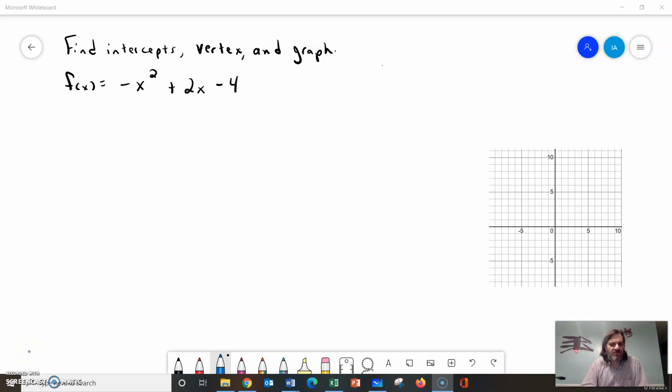Hey, we're graphing quadratics by finding the intercepts, vertex, and then the graph. And the function we have here that we're going to work with is f of x equals negative x squared plus 2x minus 4. And the first thing we always look for here will be the y-intercept, because we can just let x equal 0, and there's always a y-intercept. So when I plug 0 into negative x squared plus 2x minus 4, I'll just get negative 4 back.